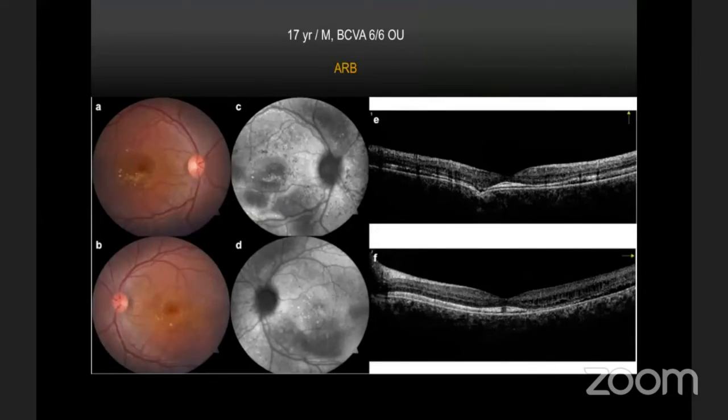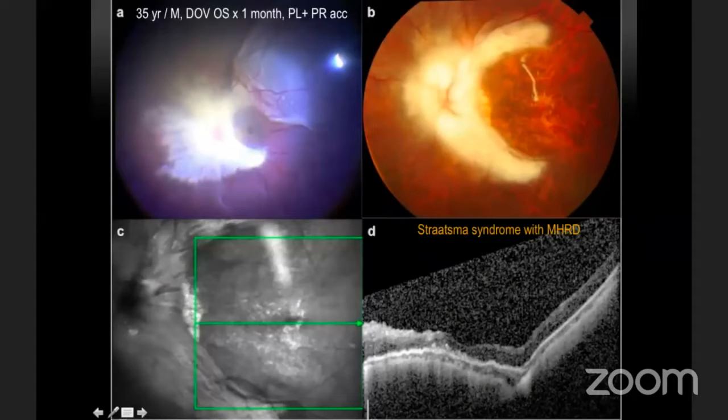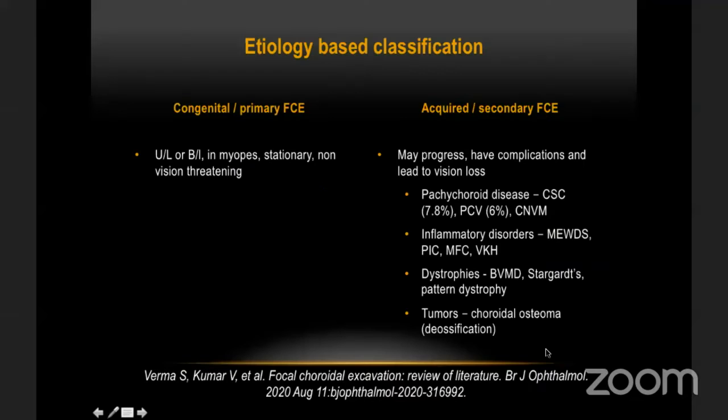Now, this was another patient. He had autosomal recessive bestrophinopathy, where you can see some schitic cavities and here an FCE in the right eye. So this was another interesting case of Stickler syndrome with MNF, myopia, amblyopia, presented with the macular hole RD, and after surgery was found to have an FCE beneath the closed macular hole.